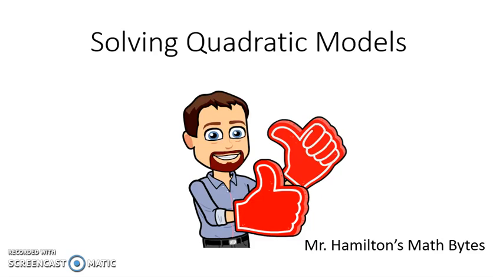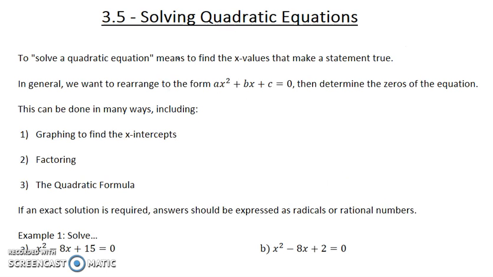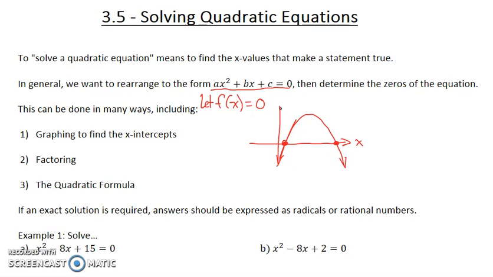This video is about solving quadratic models. To solve a quadratic equation means to find x values that make a statement true. In general, we want to rearrange in the form ax squared plus bx plus c equals 0. Now, we do that by letting the function equal 0. We have to let that be the case if we're trying to solve it. So we're trying to find, in essence, what the x-intercepts are of a function such as this. And we do that by letting the function value be 0. We're trying to find those x values.